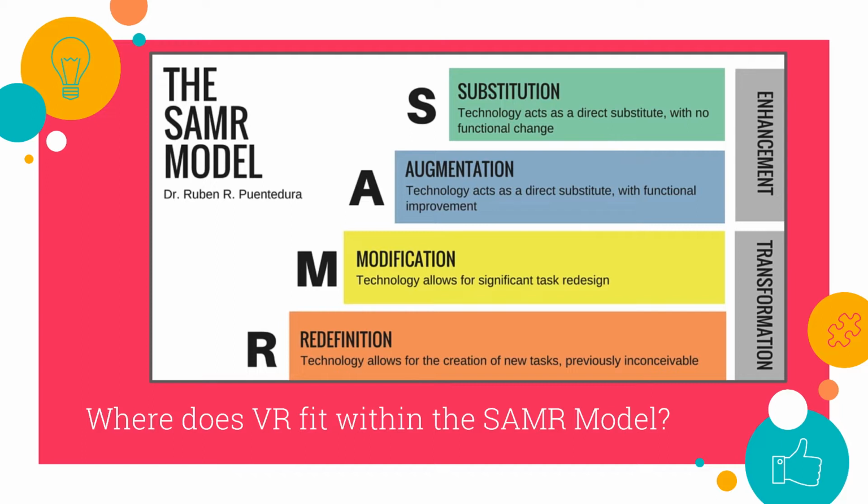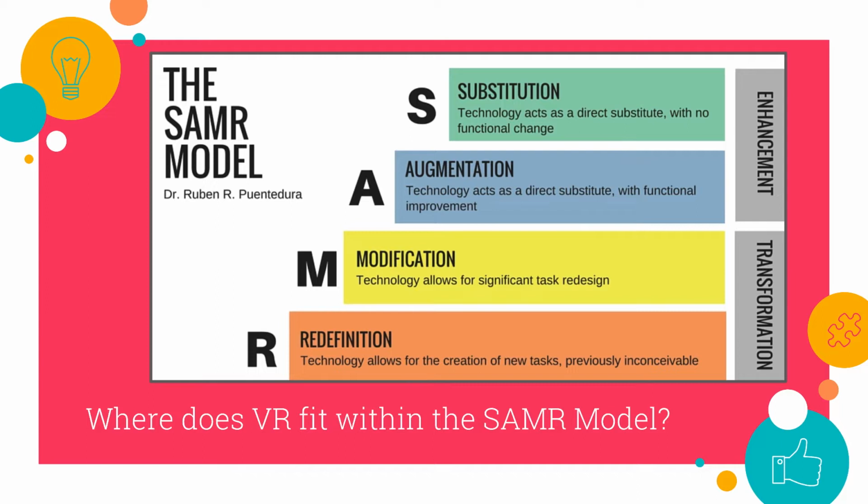So let's bump that up to augmentation. Technology acts as a direct substitute with functional improvement. Something like this might be using a word processor like Google Docs as opposed to writing with paper and pen. With that word processor, the functional improvement might be the spell checker, the grammar checker, the ability for other people to add comments, et cetera. You can see how writing in a traditional sense, with paper and pencil, obviously doesn't have those tools built right into that model.